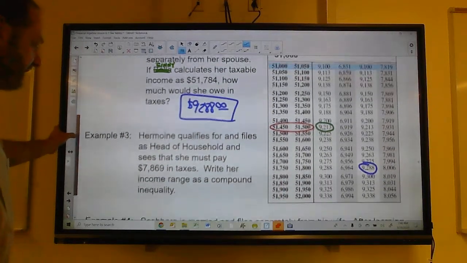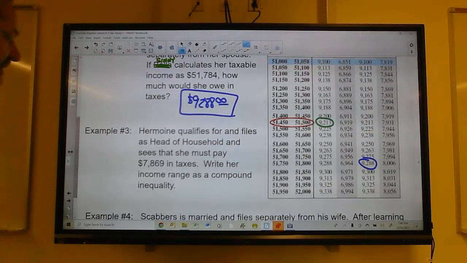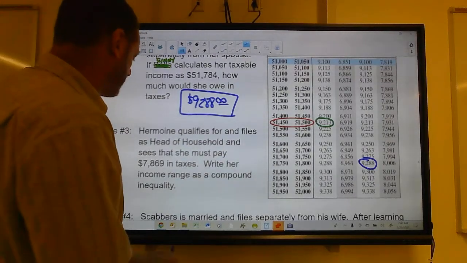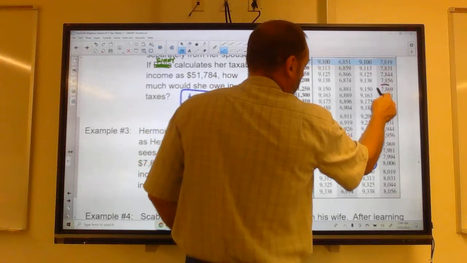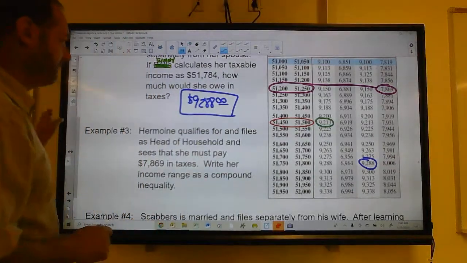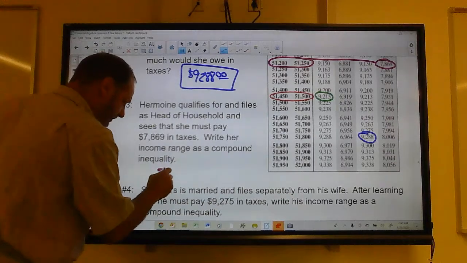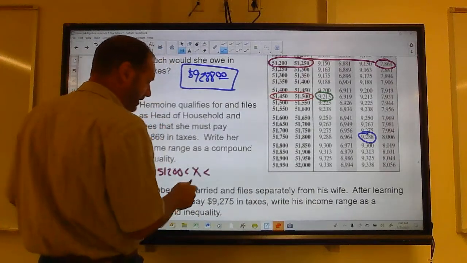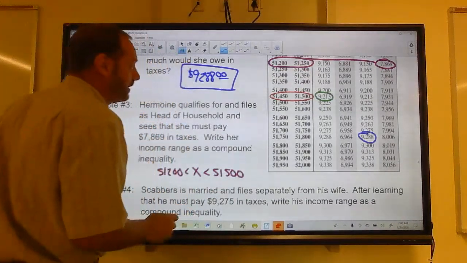Hermione qualifies for and files as head of household and sees that she must pay $7,869 in taxes. Write her income range as a compound inequality. Okay, so here's what you're going to do is you're going to go to head of household column, and you're going to find $7,869. That's going to be right here. So then you're going to go over here. She made between $51,200 and $51,250. So you're going to write it like this. $51,200 is less than her income, which is less than $51,250.